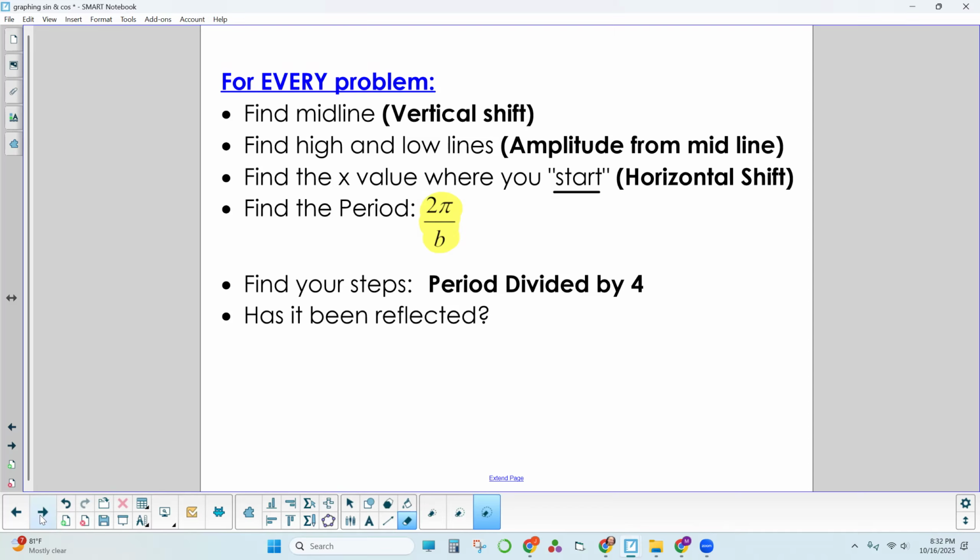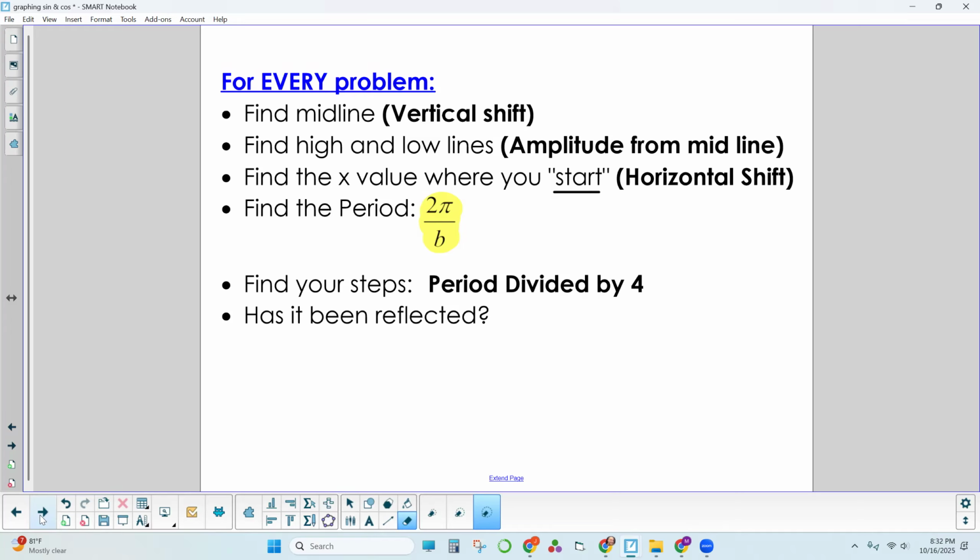So before we get to that, for every problem, let's review the steps that we go through. Step number one is we find the midline. The midline is your vertical shift. The midline starts at y equals 0, and the vertical shift, wherever that takes you, you move the midline. Now you find the high and the low lines, which is the amplitude from the midline. So that's your vertical stretch or compression.